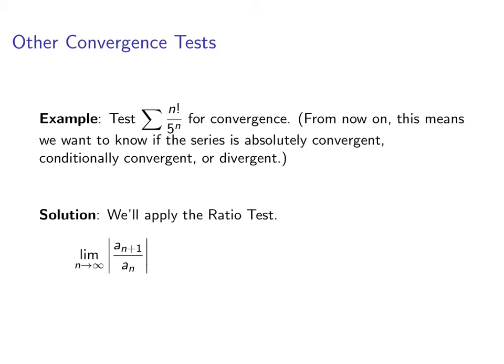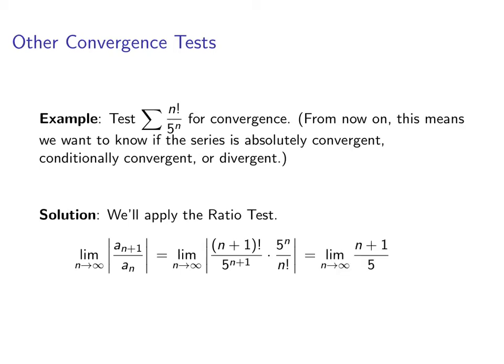All right, so we're going to need the limit of a sub n plus 1 over a sub n in absolute value. So if we work that out, we get the limit of the absolute value of n plus 1 factorial over 5 to the n plus 1 times 5 to the n over n factorial. There's a little bit of algebra that went in there. We're dividing two fractions, so we had to flip one upside down to turn it into a multiplication.